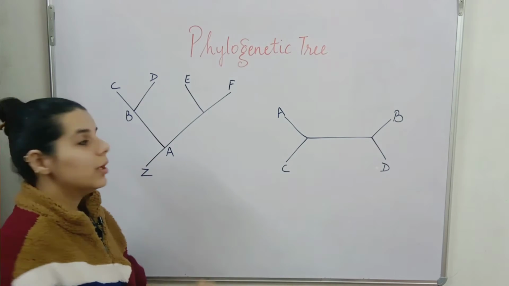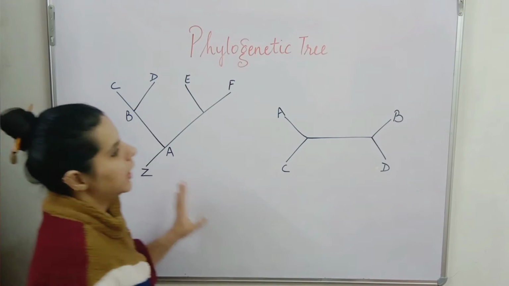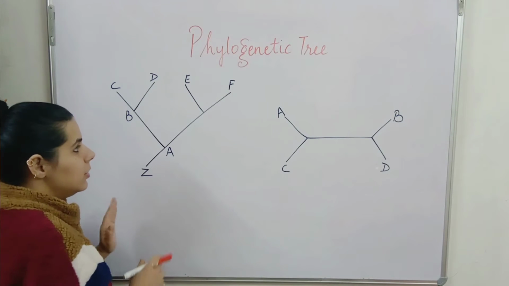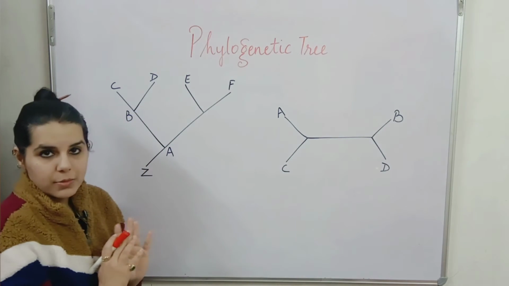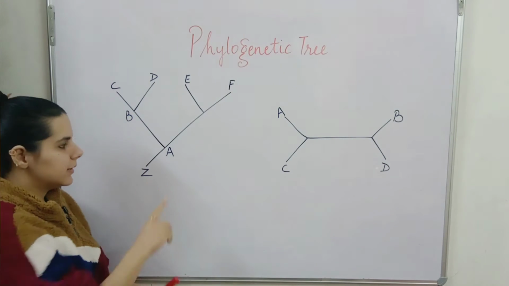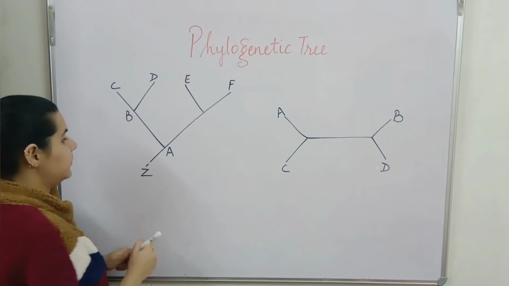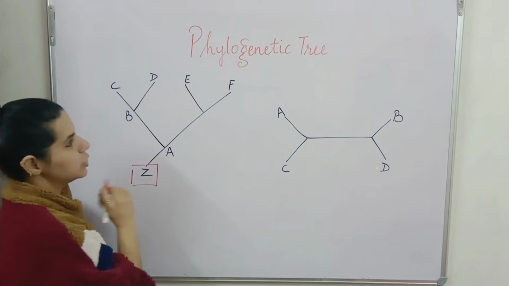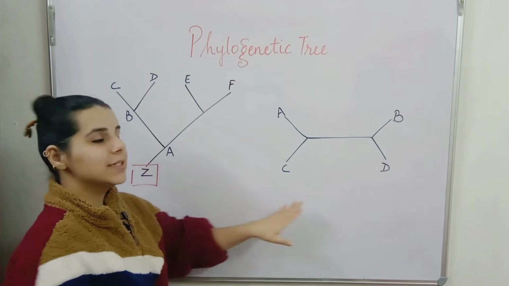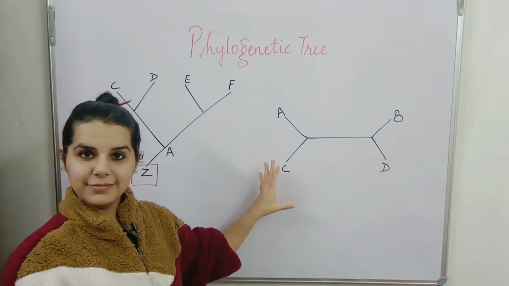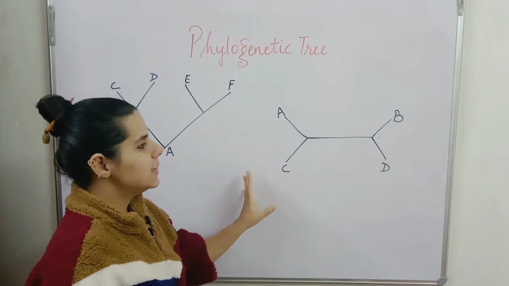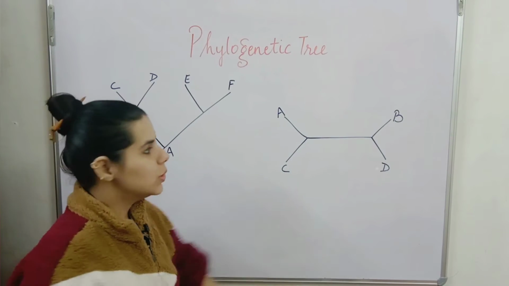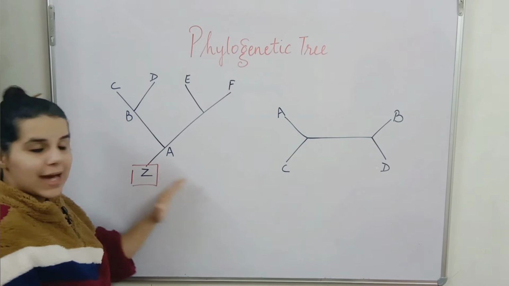Now I'm going to tell you about the rooted phylogenetic tree and an unrooted one. This is a rooted phylogenetic tree. If you compare these two diagrams or these two trees, then you will see that this point Z is the origin. This is the origin of this tree. But consider this diagram. Can you find any origin? No. A, B, C and D. Can you tell which one is the origin? No, you cannot tell.